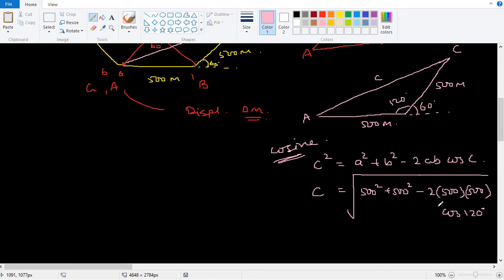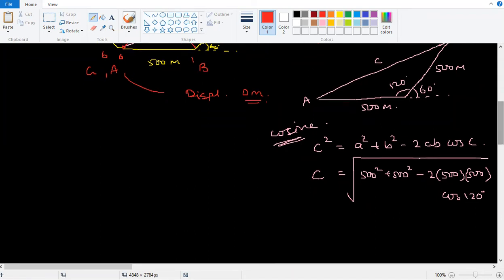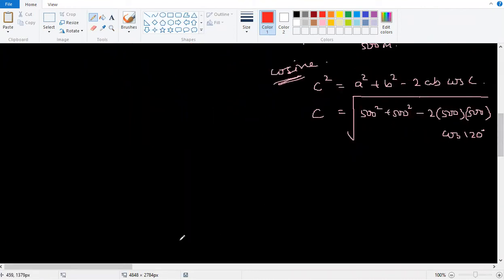So this will be 500 squared. Cos 120 will be cos of 180 minus 60, right? 180 minus 60, so second quadrant, cos is negative. So negative, negative, it will become plus. So this will become cos 60. Cos 60 is 1 by 2, and the 2 and 1 by 2 will cancel. Okay, if you want, I can write one more step here.